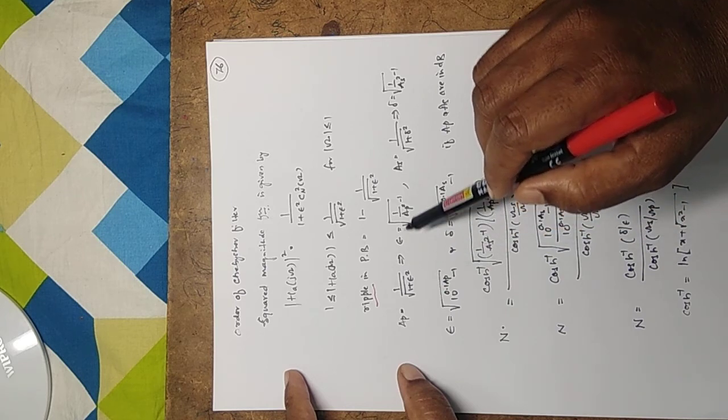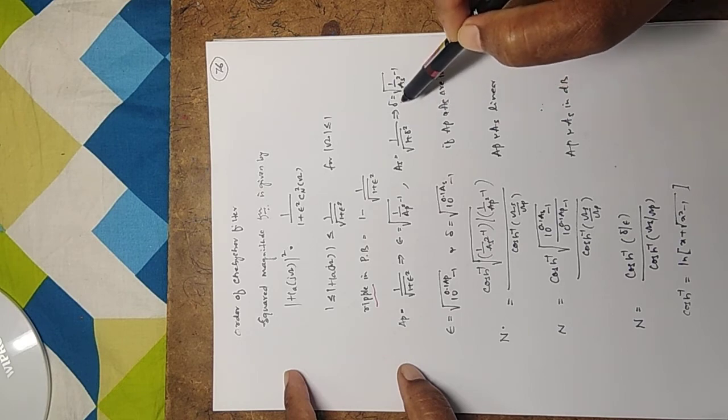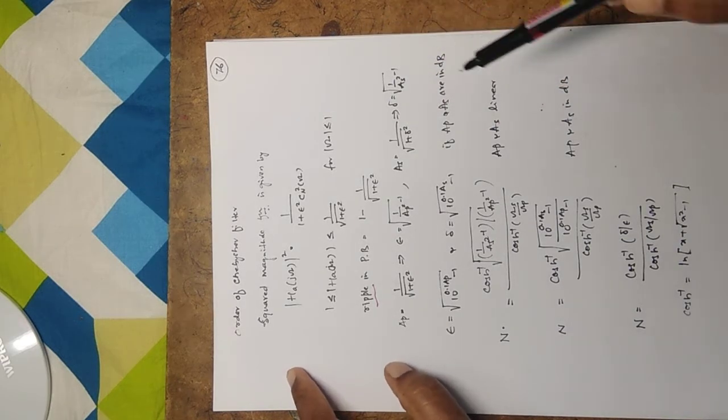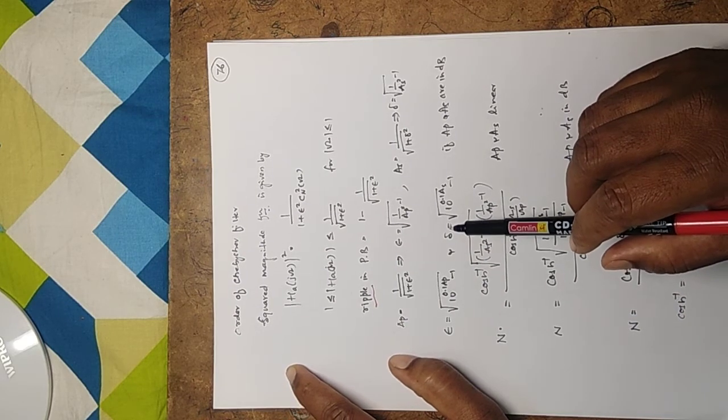If you solve for epsilon, you will get this expression. AS is given by this formula. If you solve for delta, you will get this expression. And epsilon and delta can be calculated.